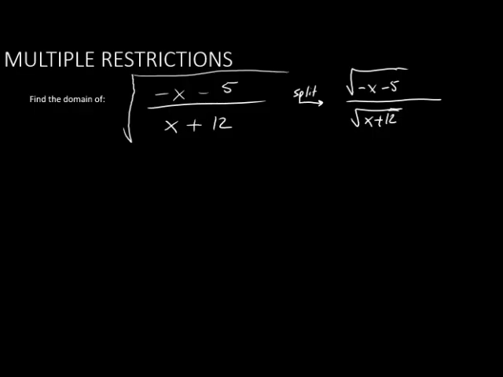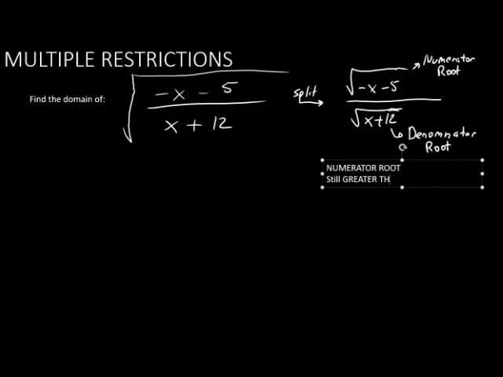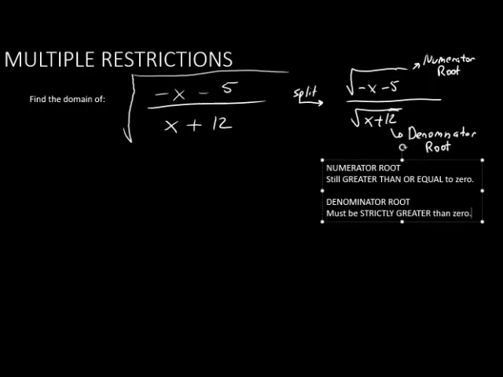The reason this is different from our other examples is because now we have a denominator root and a numerator root. Now, when we deal with a numerator root, we can use the usual rule that says that the inside of that root must be greater than or equal to 0. However, for denominator roots, we can only be strictly greater than 0. This is because in the denominator, it's not okay for us to equal 0.